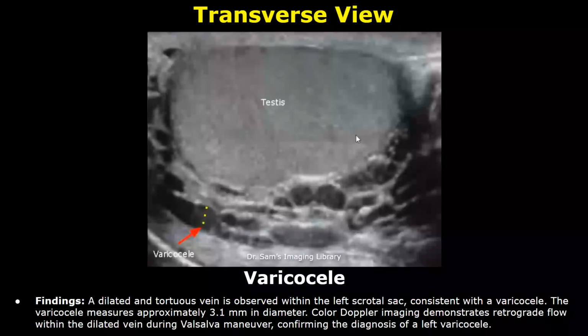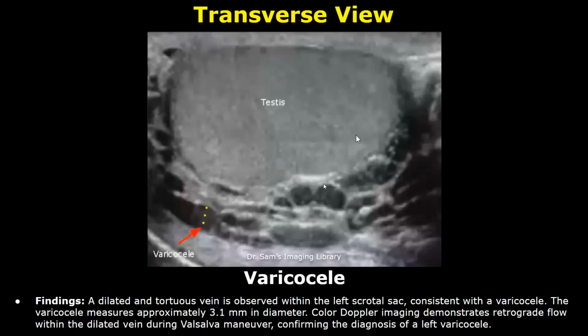In a varicocele, a dilated and tortuous vein is observed within the left scrotal sac, consistent with a varicocele. It measures approximately 3.1 millimeters in diameter. Color Doppler imaging demonstrates retrograde flow within the dilated vein during Valsalva maneuver, confirming the diagnosis of a left varicocele.